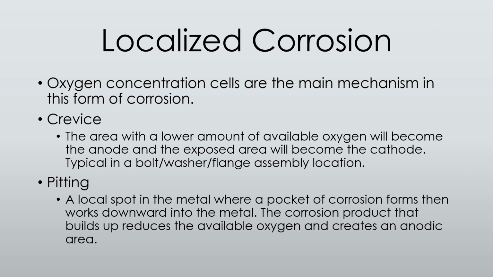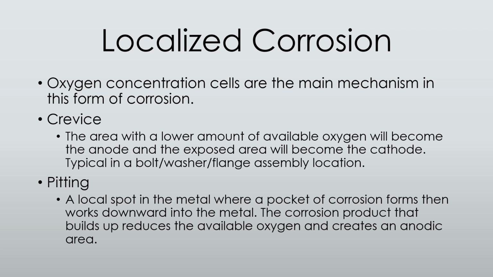For pitting, you have a local spot in the metal where a pocket of corrosion, so usually an imperfection in the grain boundaries will form, or it could be damaged, or it could be a holiday or something. Then it works downward towards the metal. The corrosion product will build up and reduce the available oxygen and creates an anodic area. So at the bottom of the pocket, you reduce your oxygen supply. Then over time, it actually deepens because that reaction will keep progressing as long as there's a difference in the oxygen level.